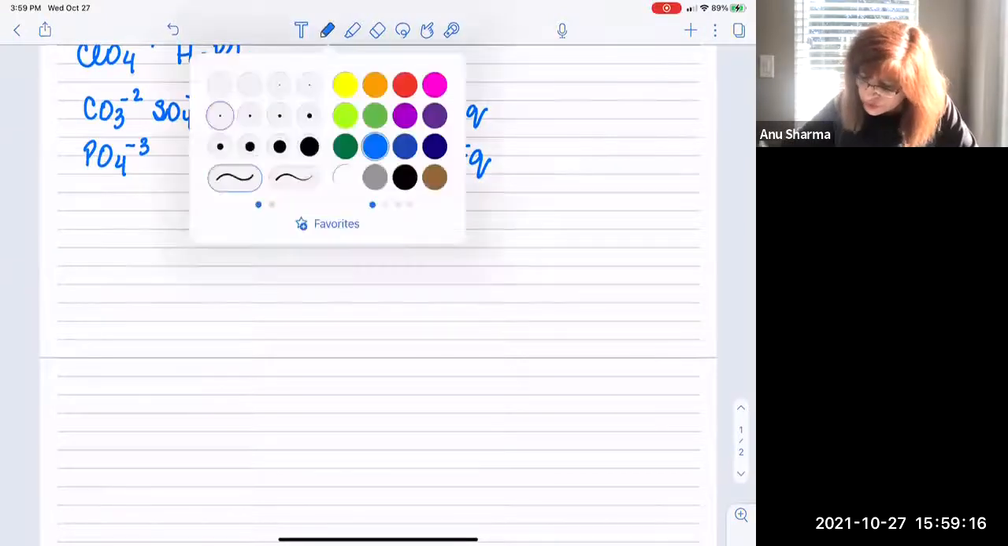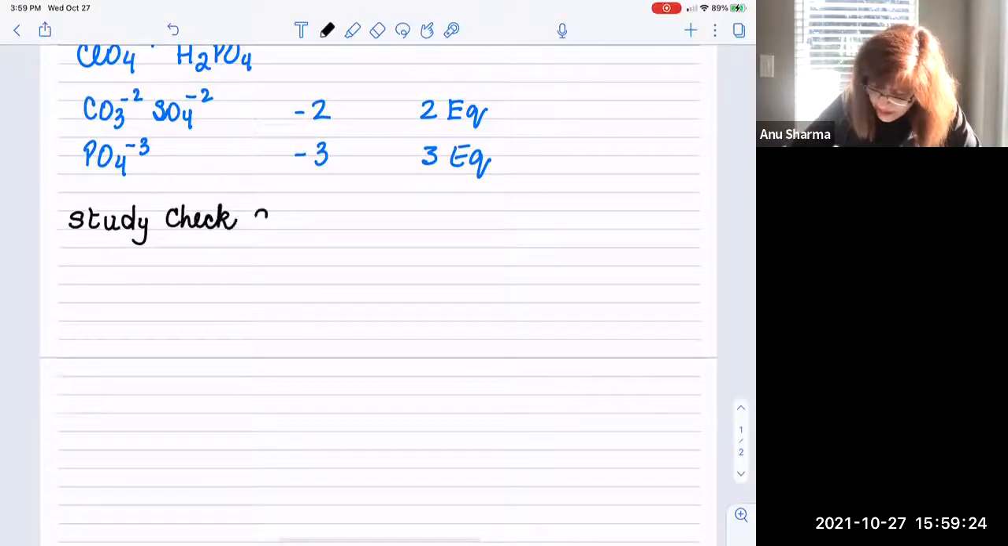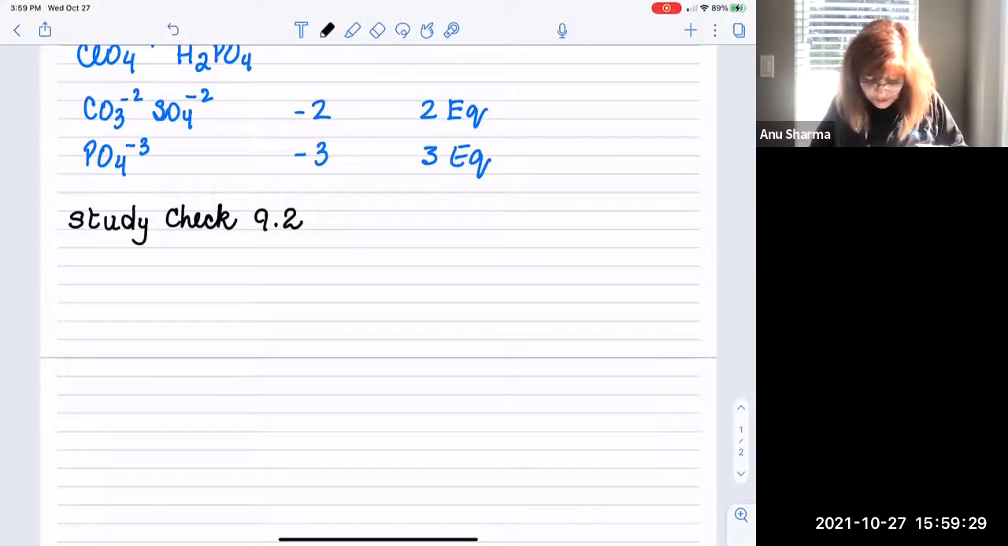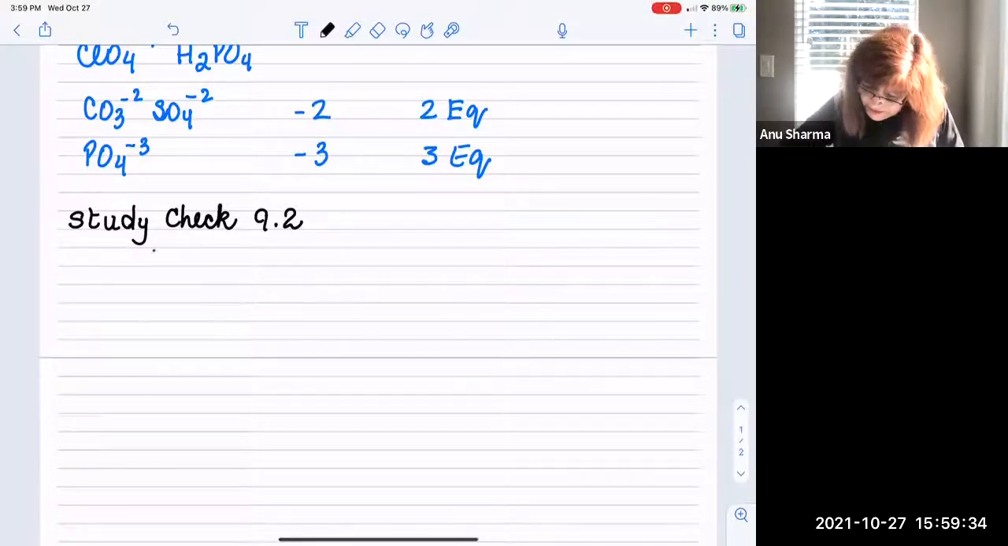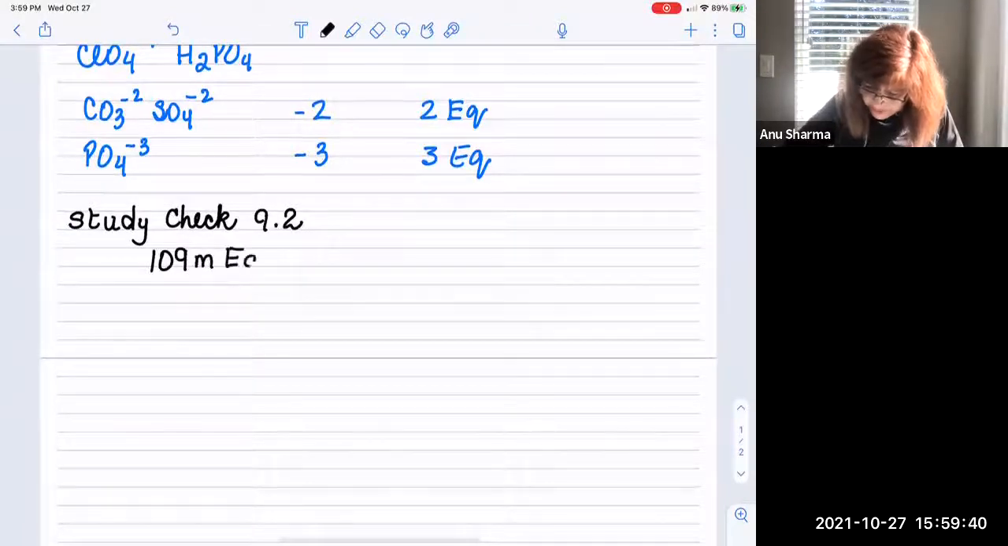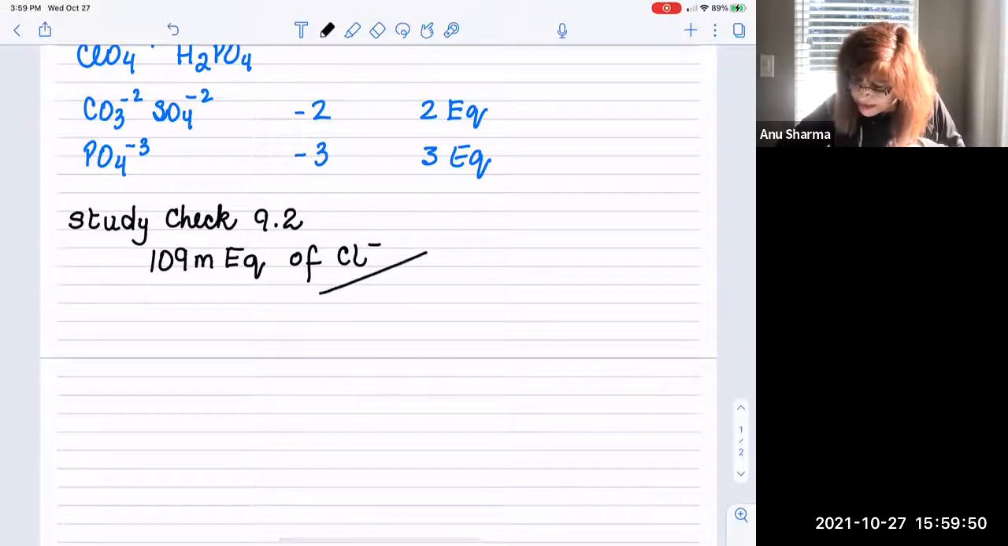Now, let's look at this problem here. Study check 9.2, and how do you use this information? A lactated Ringer solution of intravenous fluid replacement contains 109 milliequivalents of chloride ions per liter of solution.